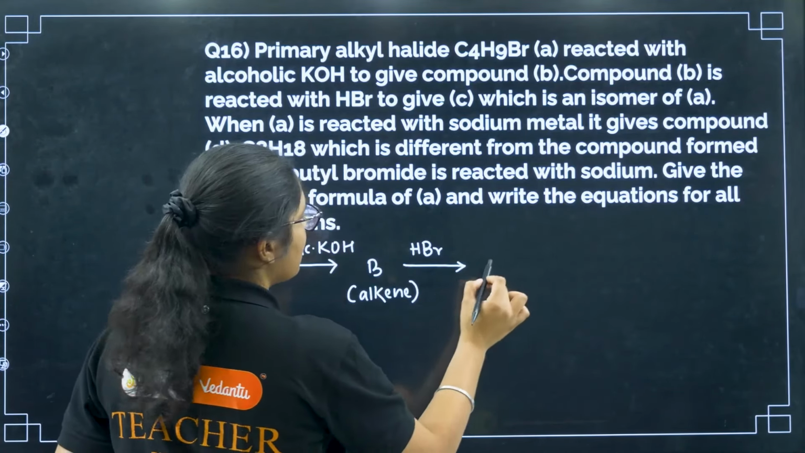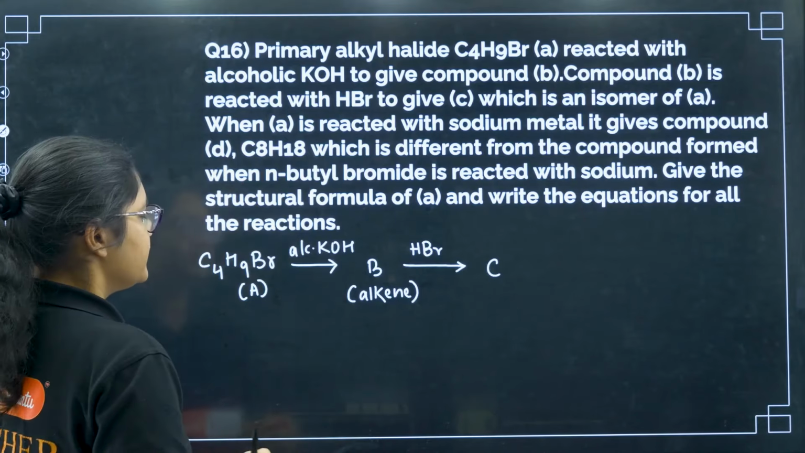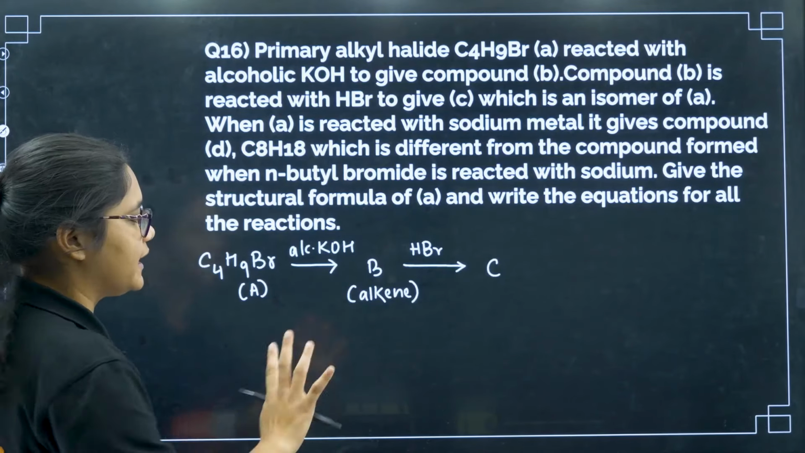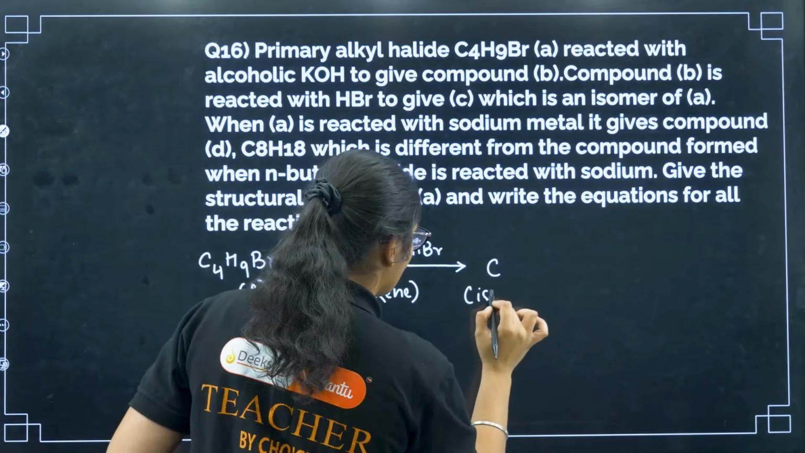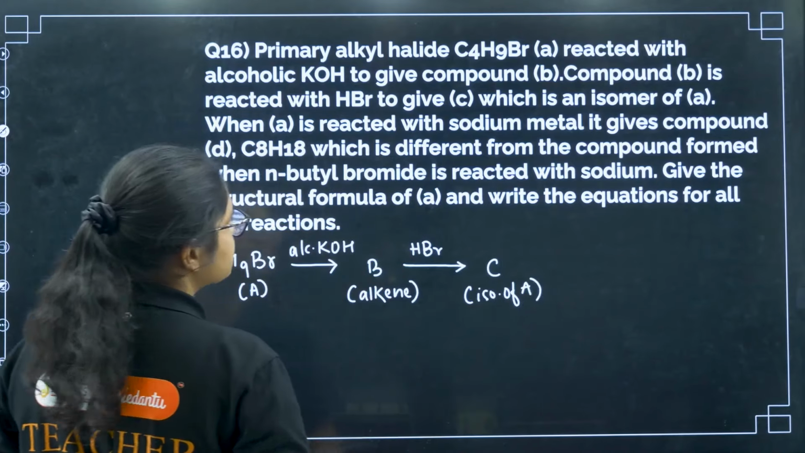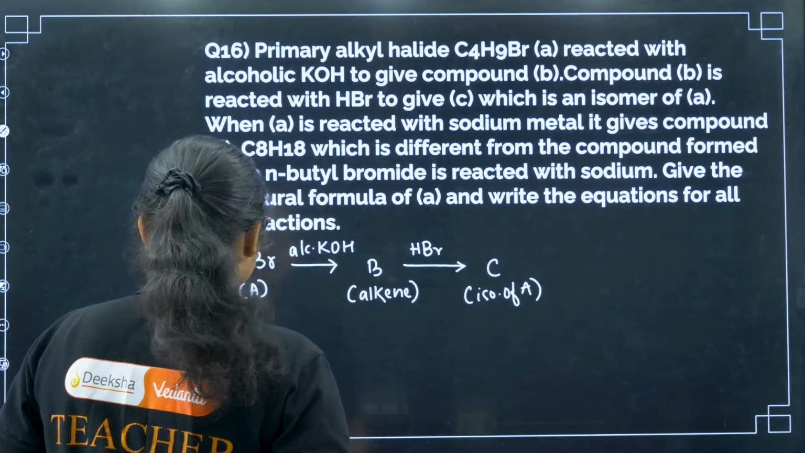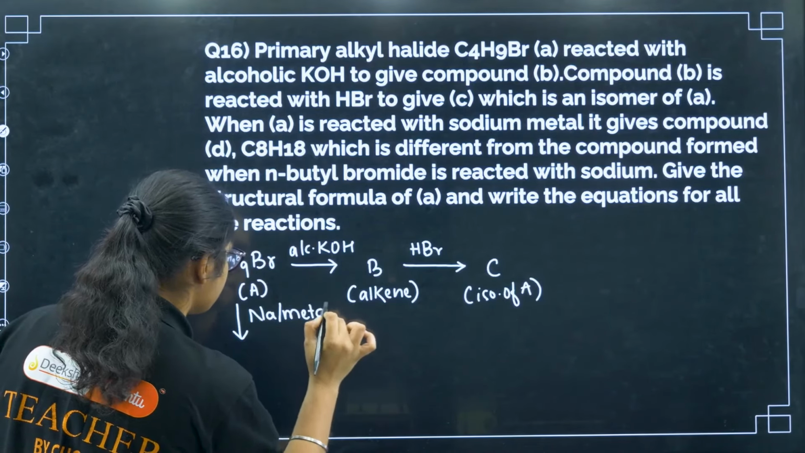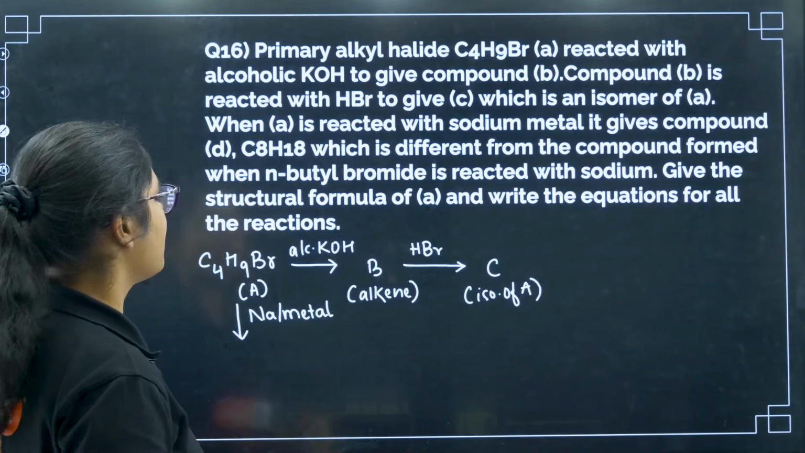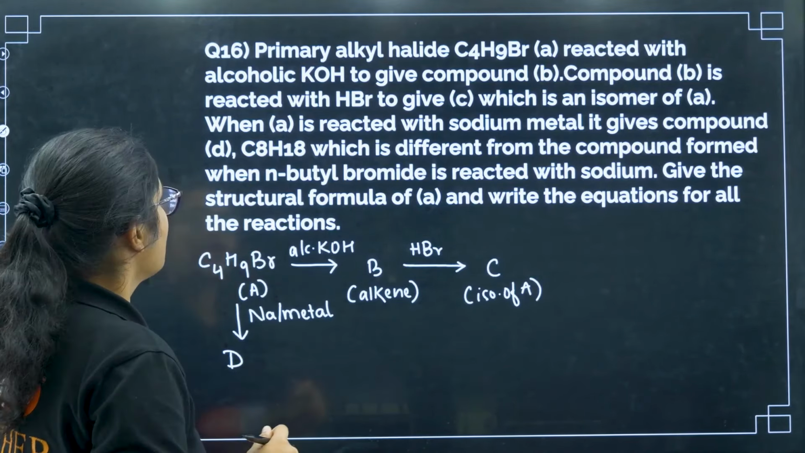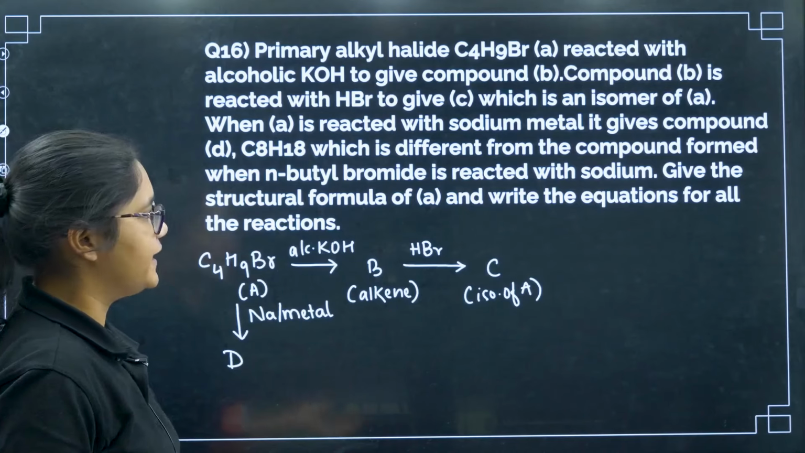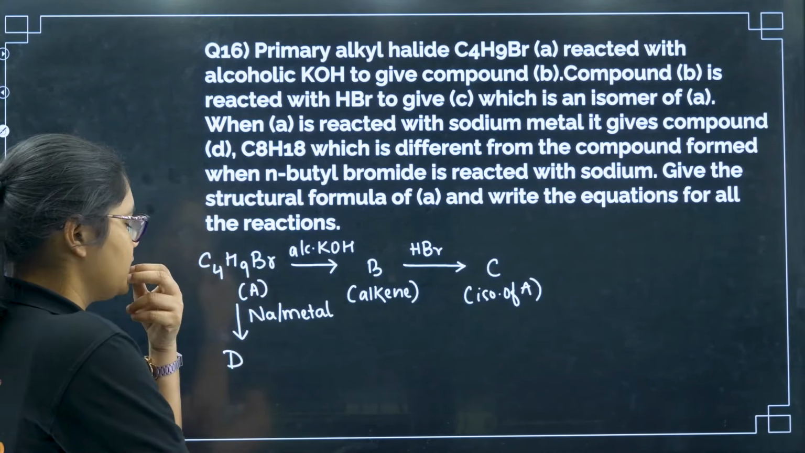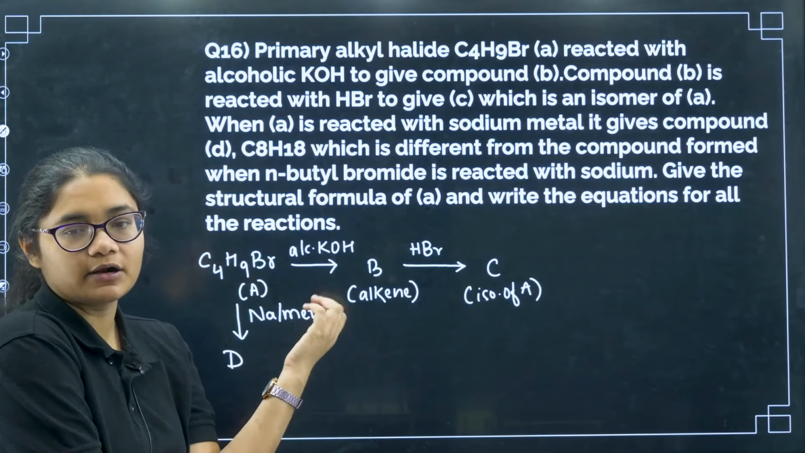to give compound C, which is an isomer of A. So if you see here one alkene, then HBr will be added, so definitely Markovnikov's addition will take place, so that is why it is an isomer of A. Okay, next, when A is reacted with sodium metal, it gives compound D, that is C8H18, which is different from the compound formed when N-butyl bromide is reacted with sodium. So sodium metal is nothing but Wurtz reaction.